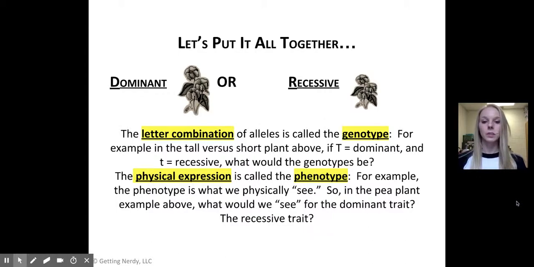The physical expression is called the phenotype. For example, the phenotype is what we physically see with our eyes. So in the pea plant example above, what would we see for the dominant trait?